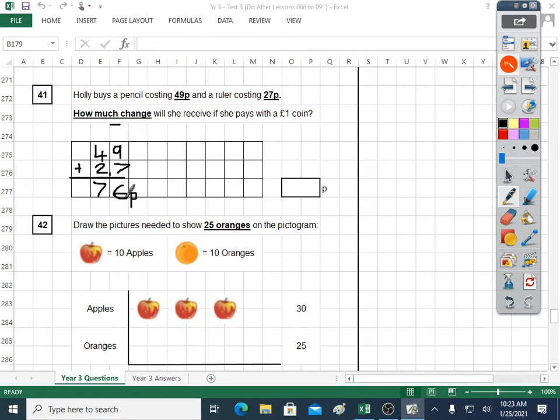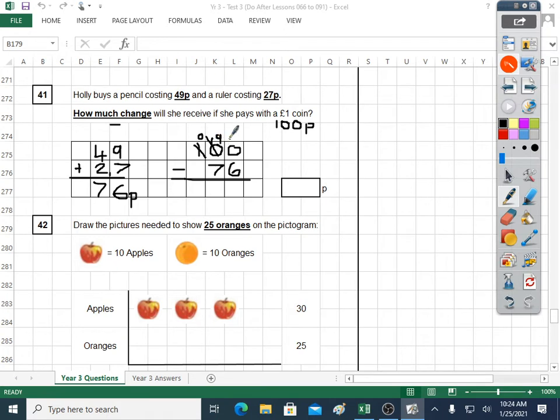Now 76p is in p. £1 is in pounds. So change the pound into p. It's 100p, isn't it? £1. Then you can do what we spent, which was 100p. Sorry. We could do the money we had, take away the money we spent. So the money we had was the £1 coin. 100p is £1 coin, isn't it? Take away the 76. And let's see how much change you will get.